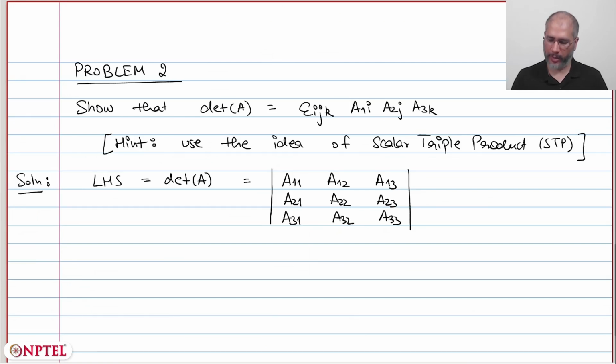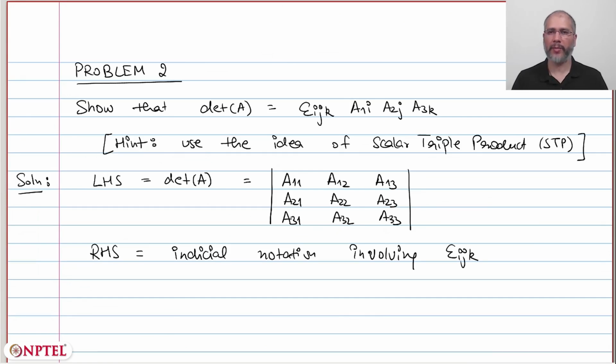So we'll show that this mod, which we know how it expands, is equal to the index expression epsilon ijk, a1i, a2j, a3k. Of course, we can expand the index expression and we'll get this, but we'll want to use a more elegant way to show it. And the right hand side, of course, is the index notation involving epsilon ijk. And it is provided as a hint that we have to use the idea of scalar triple product. So let's do that.